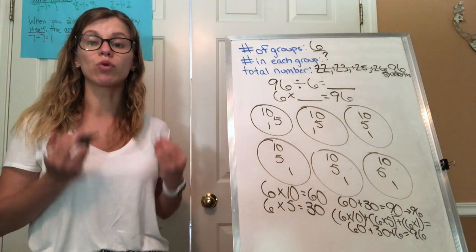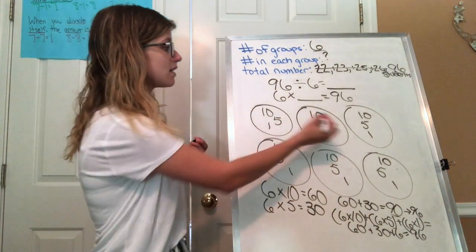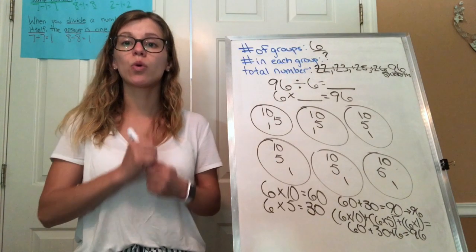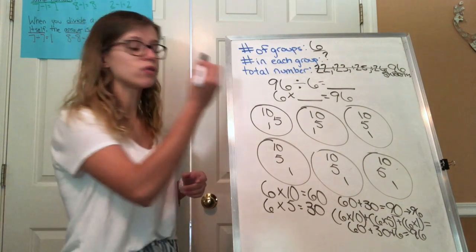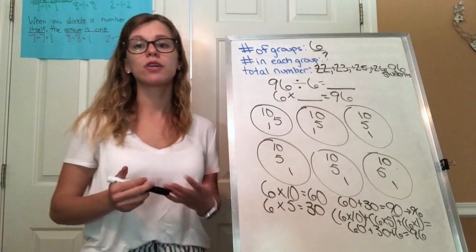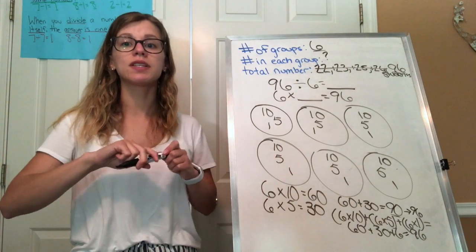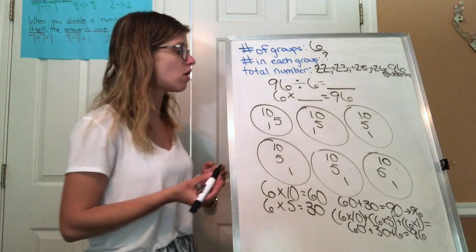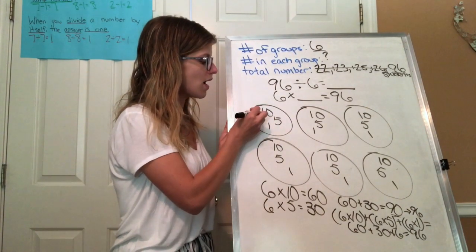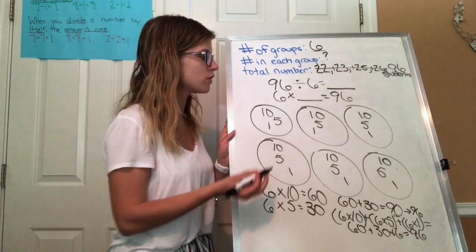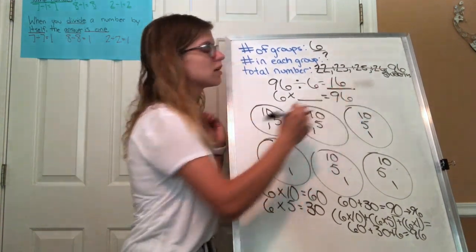So all I did is I broke down 96 divided by 6 into equations that I knew that I can solve really easily instead of doing 1 by 1 by 1 by 1. That's how you lose track of things. I just broke it down into equations that are easier for me to solve. So now let's see how much I have in each group. I have 10 plus 5 plus 1, so I have 16.